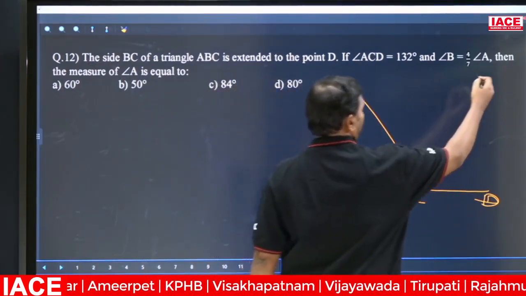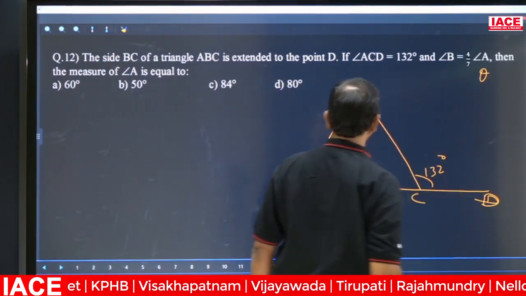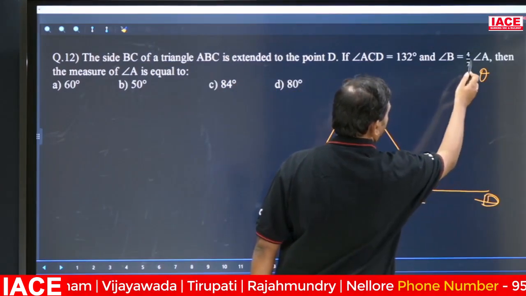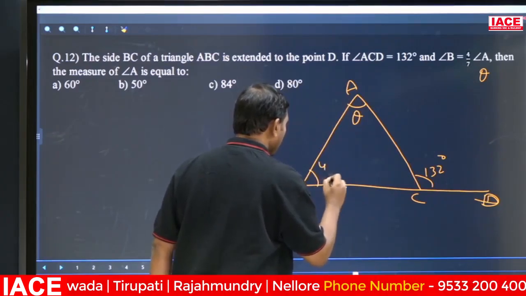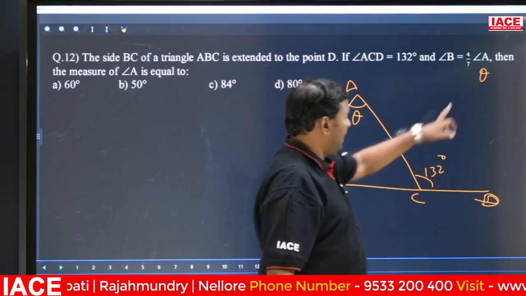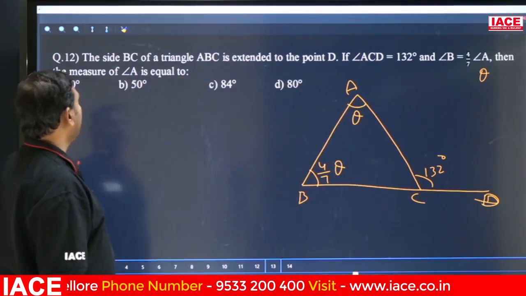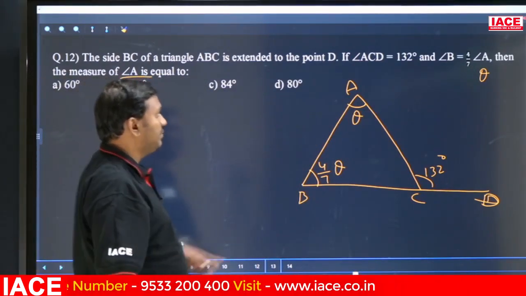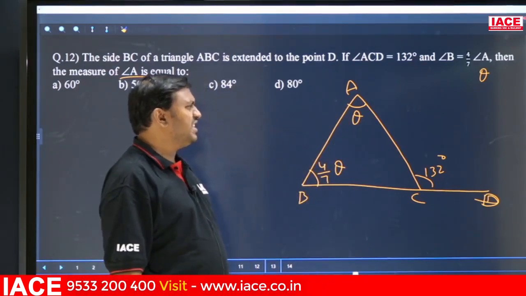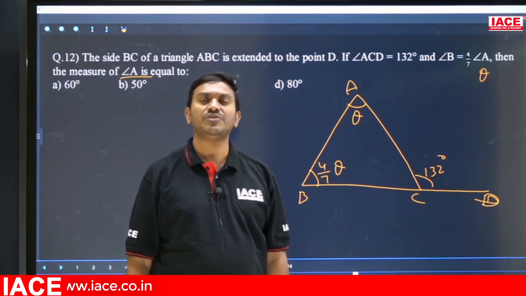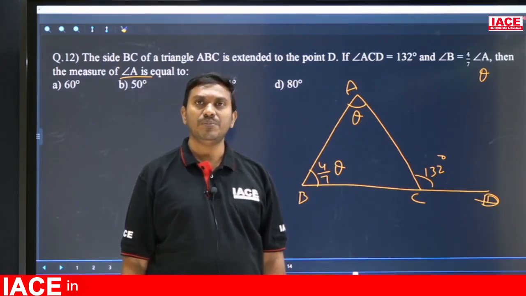Let angle A be theta. Then what is angle B? Angle B is 4 by 7 theta. If A is theta, B is 4 by 7 theta, right? Then find the value of A. A value means theta value we have to find. Very simple. What property number 4 in triangle properties is telling?